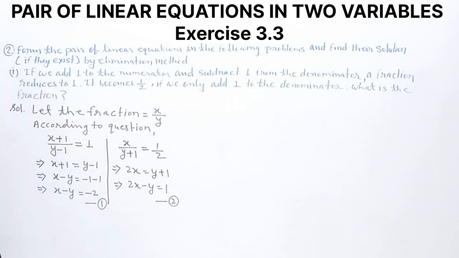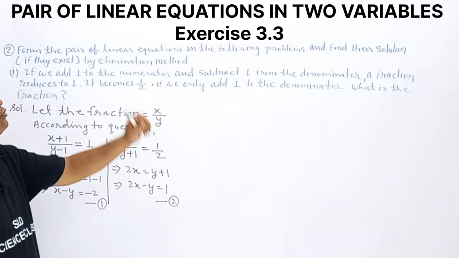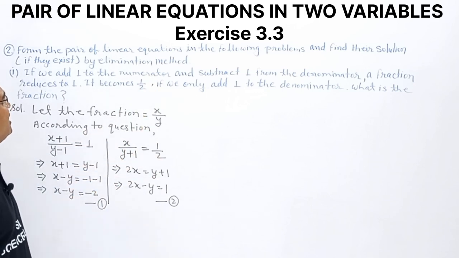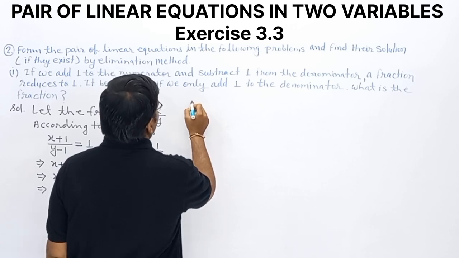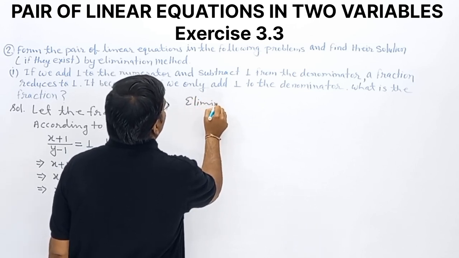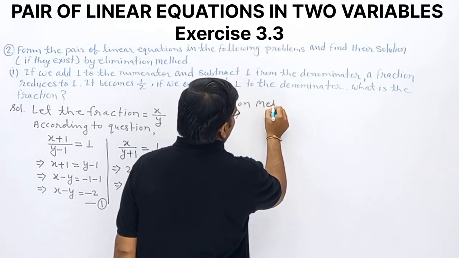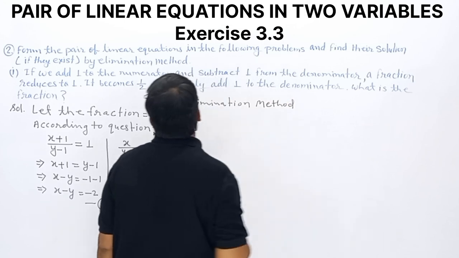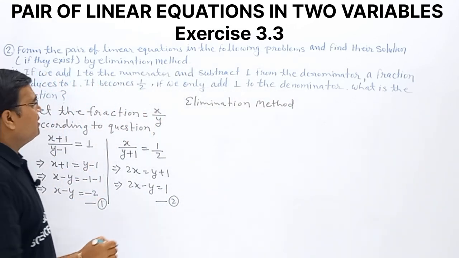So we obtain two equations. This one is equation number 1 and this one is equation number 2. Now these two are a pair of linear equations in two variables. Clear? Now we want the solution by using the elimination method. So we will follow the elimination method, then we will find the solution.